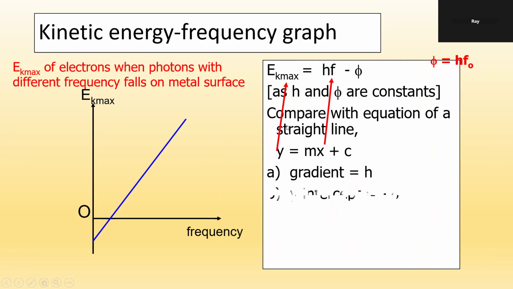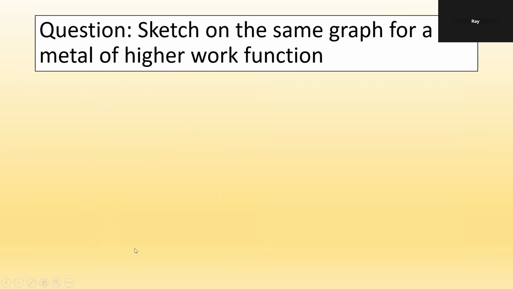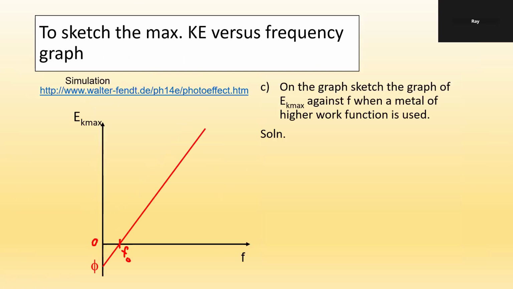Sketch on the same graph for a metal of higher work function. So how would the graph look for a metal of higher work function? That's the original graph. Where would the graph be? A curve, or a straight line above or below? Higher work function, it should be below. The gradient gives the Planck constant, so it's still a straight line below. Greater work function means greater negative y-intercept.